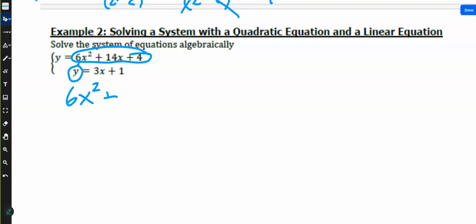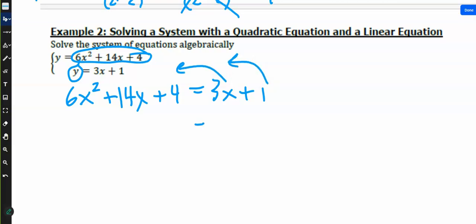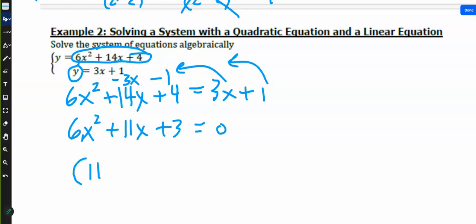6x squared plus 14x plus 4 equals 3x plus 1. And of course, we're going to push everything over to one side, setting it equal to 0. That's subtracting a 3x and subtracting a 1, right? So we got 6x squared plus 11x plus 3. And we do the b squared minus, all right, step number 1, b squared minus 4 times a times c.